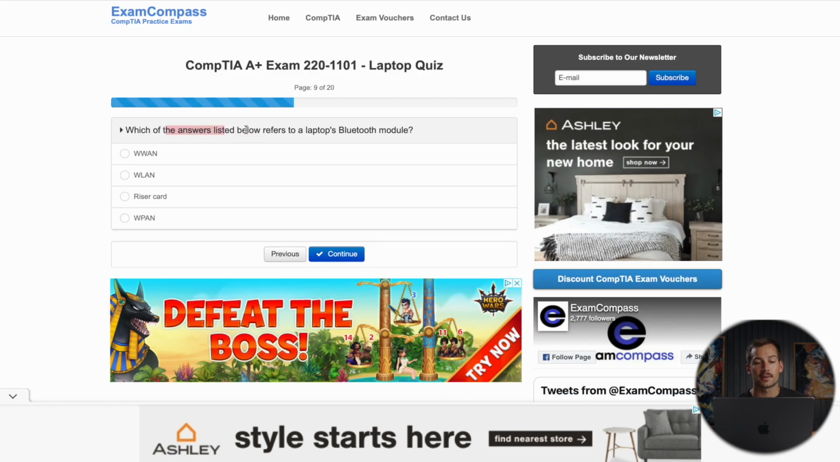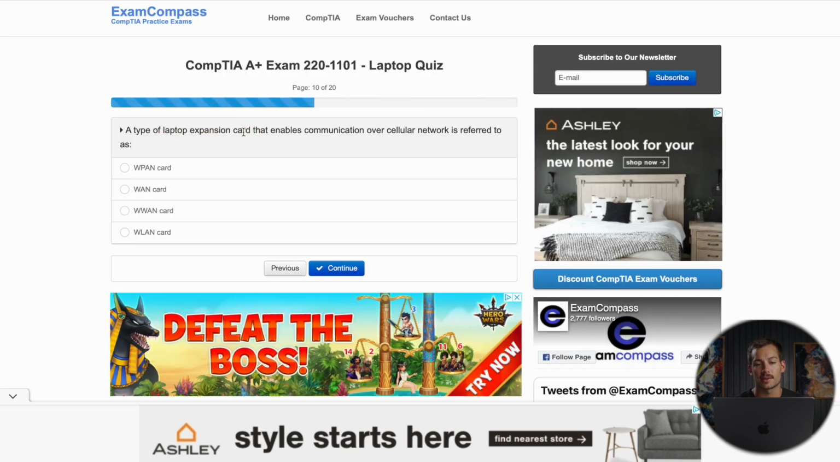Which of the answers listed below refers to a laptop's Bluetooth module? Again, a memory thing. You'll get a lot of this, especially through these first few modules as you study for this exam. Bluetooth is going to be referred to as a personal area network. And so WPAN is going to be the correct answer here.